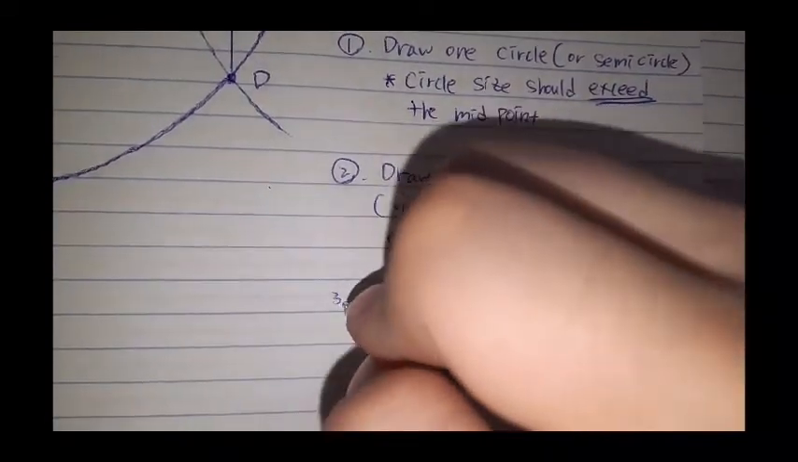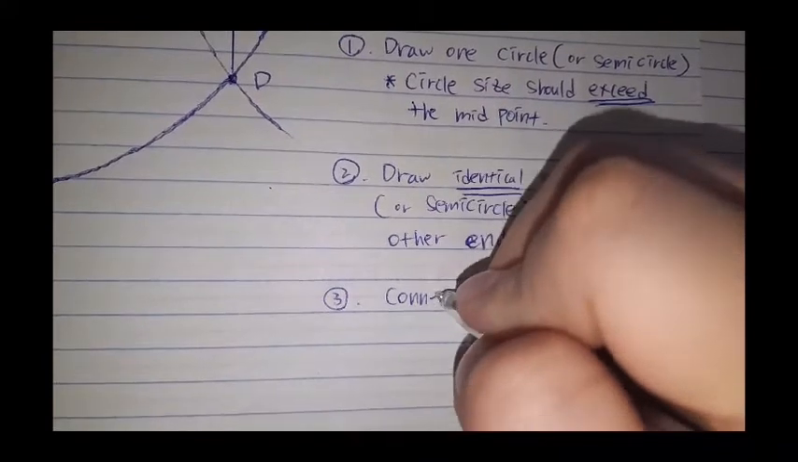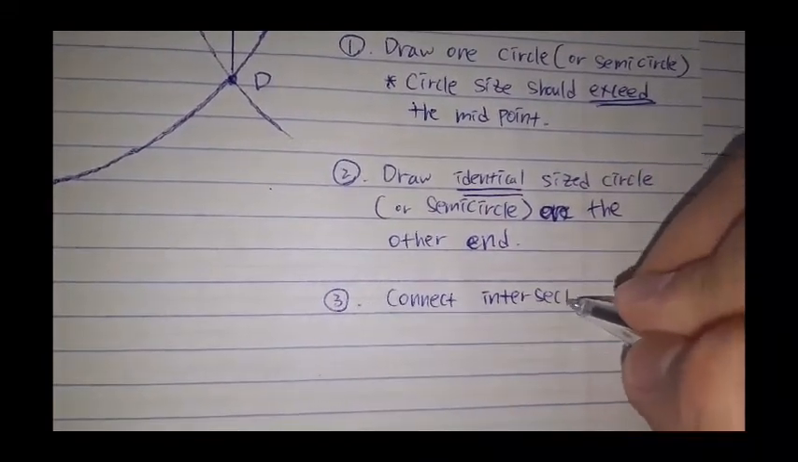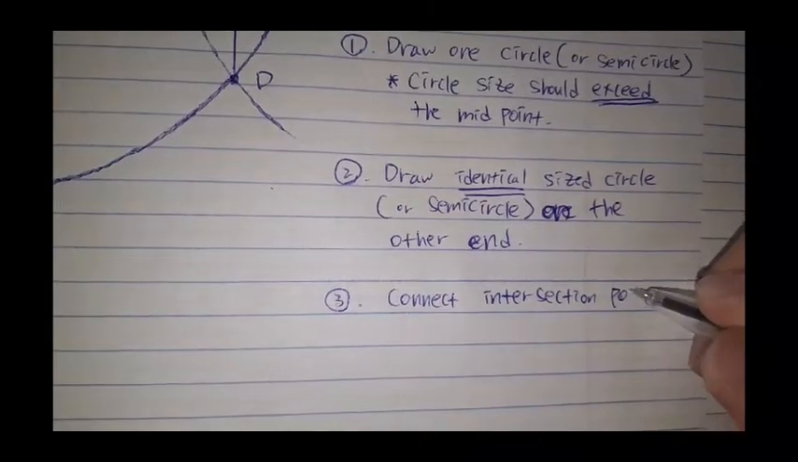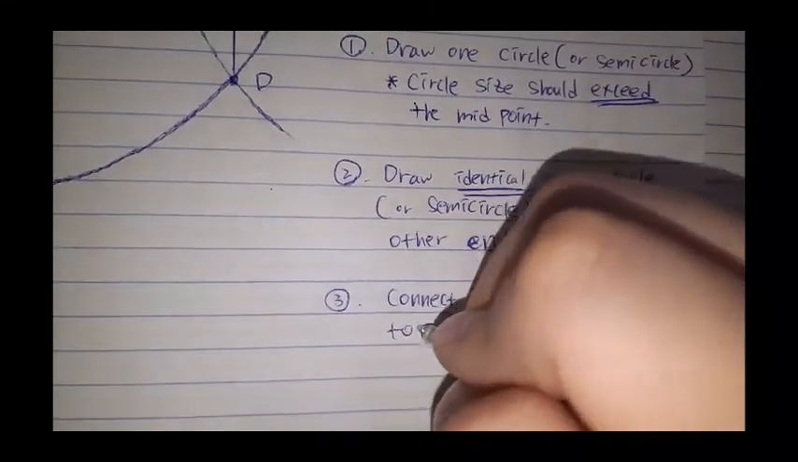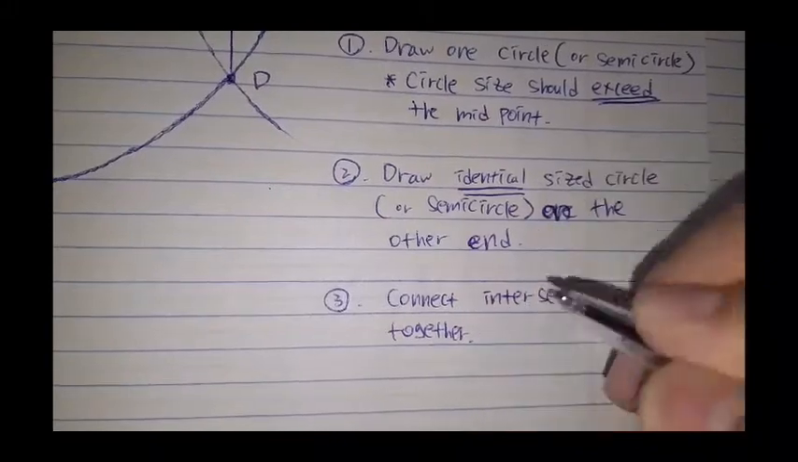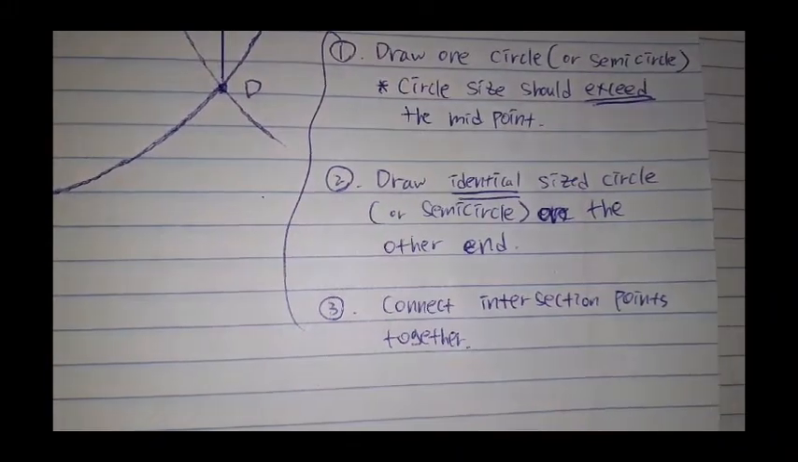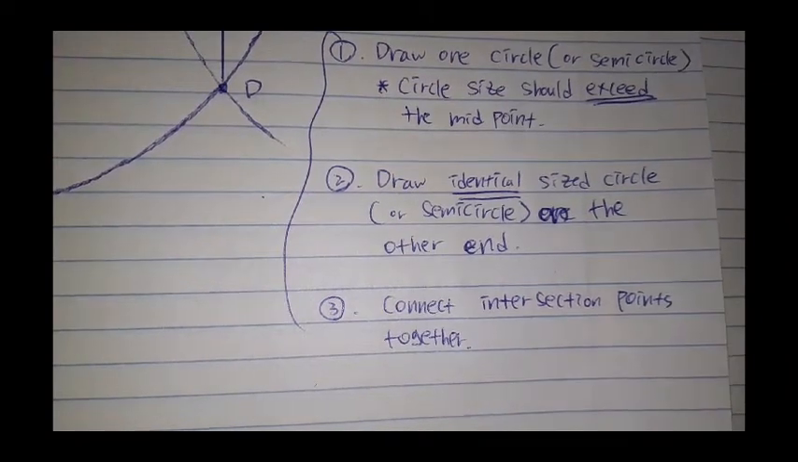And number 3, connect intersection points together. That is basically the 3 steps you need to do for your perpendicular bisector.